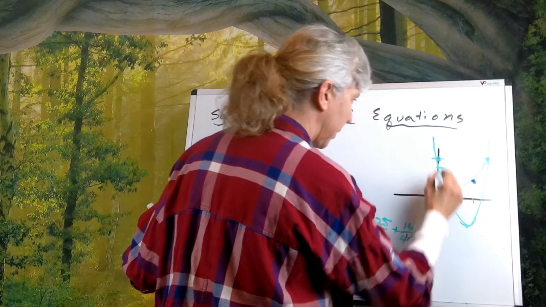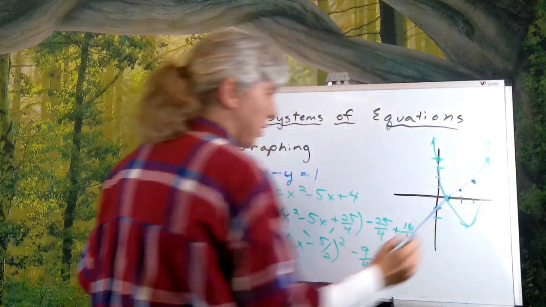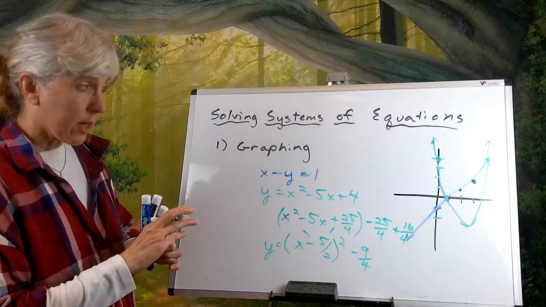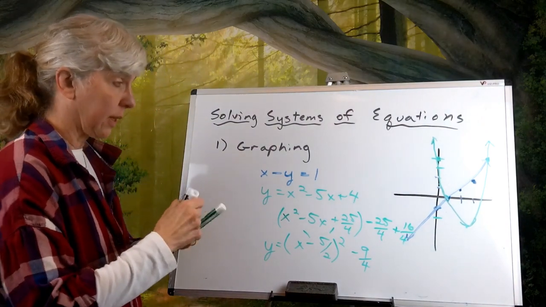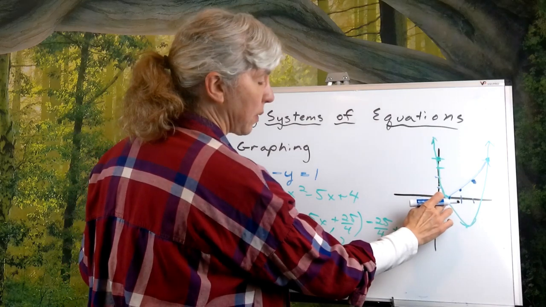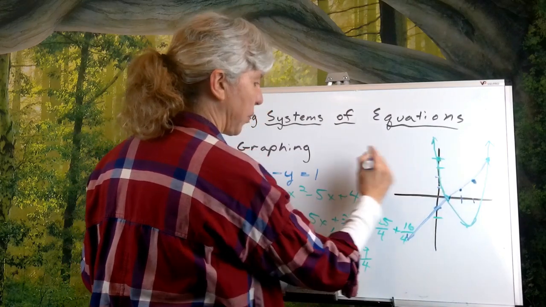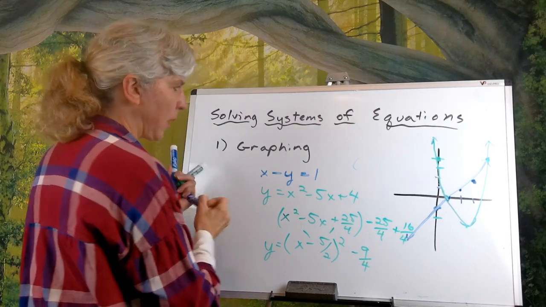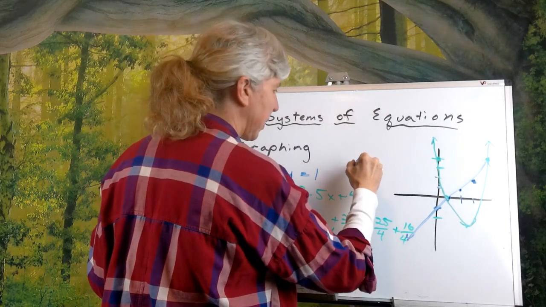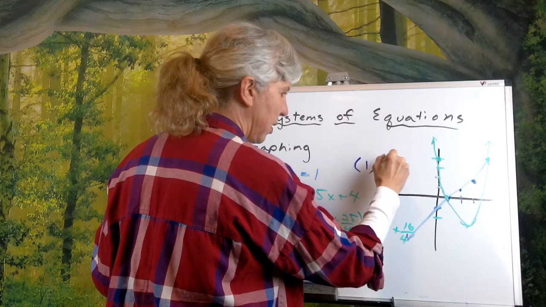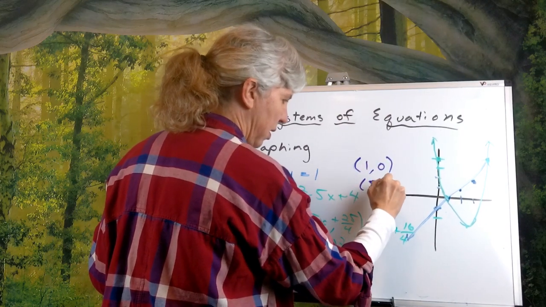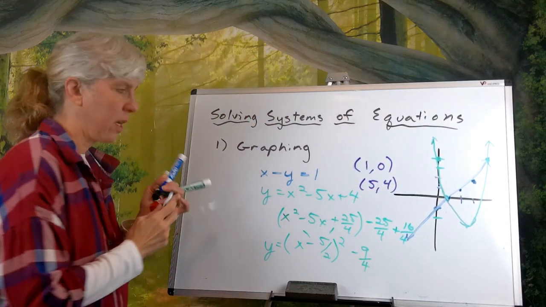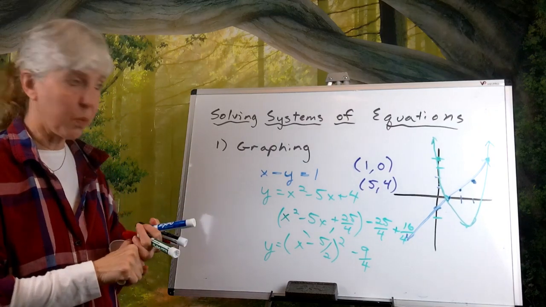And it does go through there. All right. So by inspection, if I look at it solving by graphing, it looks like it goes through 1, 0 and through 5, 4. So the way to check, of course, is to plug it into both equations to make sure that your answer works.